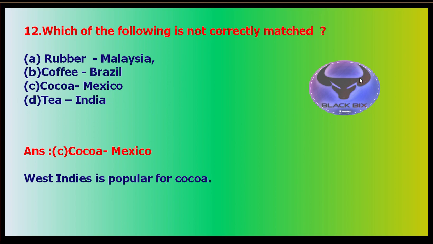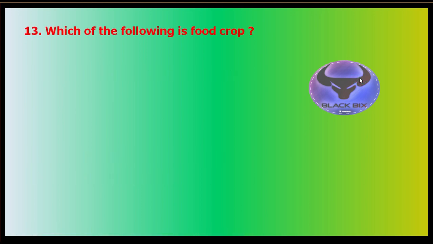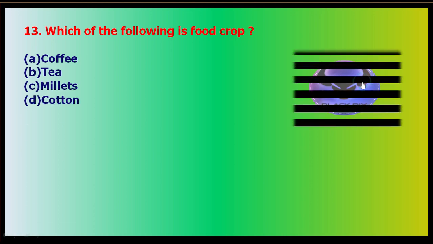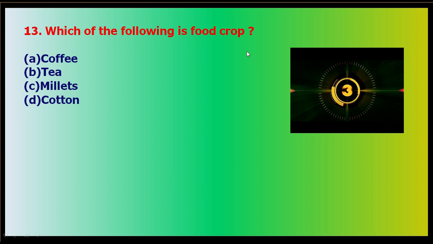Moving to question number 13. Question number 13 is, which of the following is a food crop? Your options are A, coffee; B, tea; C, millets; and D, cotton. Your time starts now. Which of the following is a food crop? Find out.